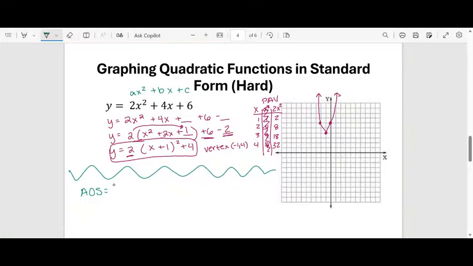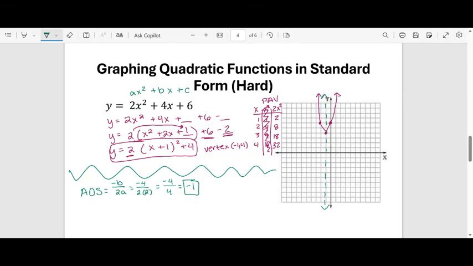My apologies. So negative b over 2a. Let's try that again. We'll do negative 4 over 2a, and my a is 2. This is going to give me negative 4 over 4, and the x value of my vertex is going to be negative 1. So the axis of symmetry will be here at negative 1.